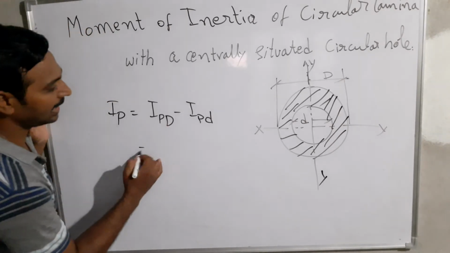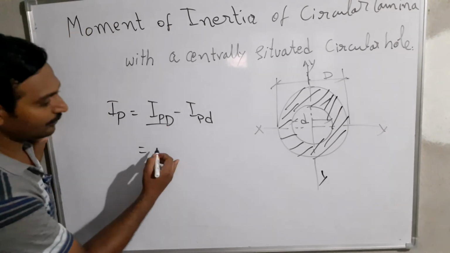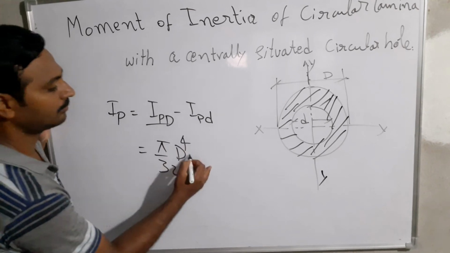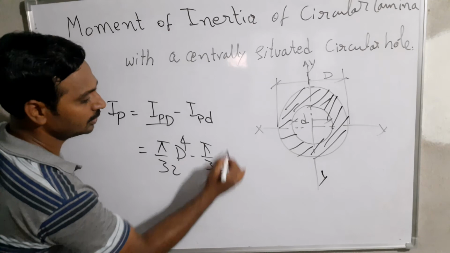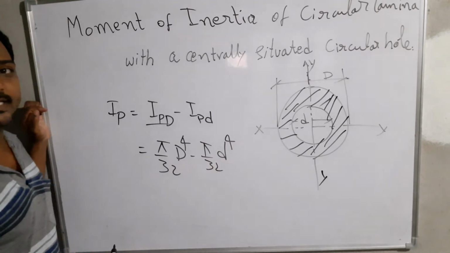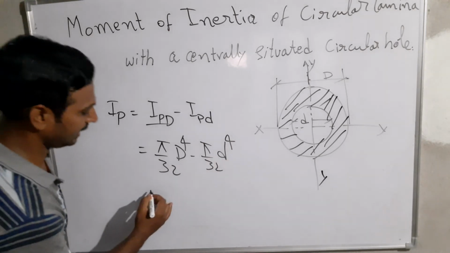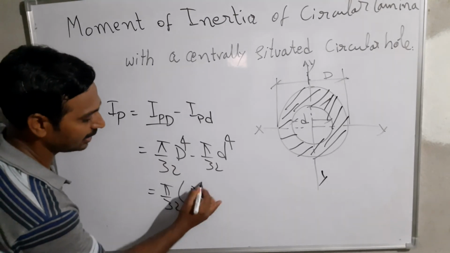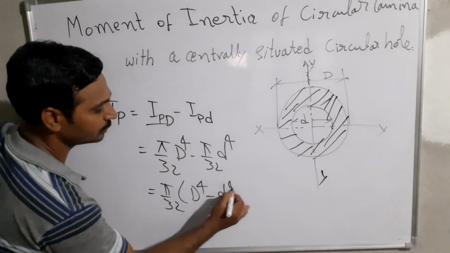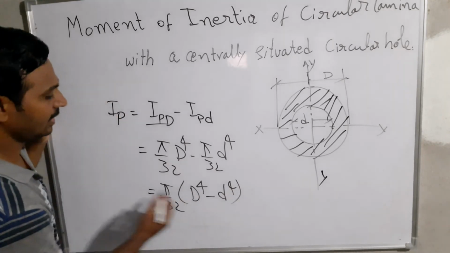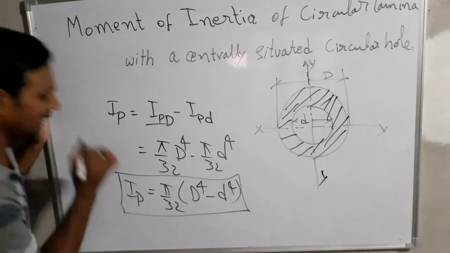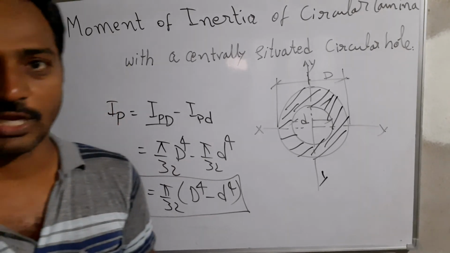So how are we going to calculate? Ip is equal to, we have the formula, 5 by 32 D to the power of 4 minus 5 by 32 small d to the power of 4. In this case, I am going to take out the common term. That is 5 by 32 as the common term, capital D to the power of 4 minus small d to the power of 4. So then Ip is equal to this; this way we calculate the polar moment of inertia.